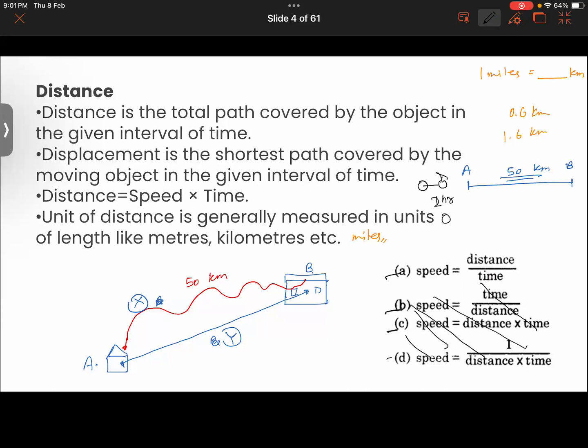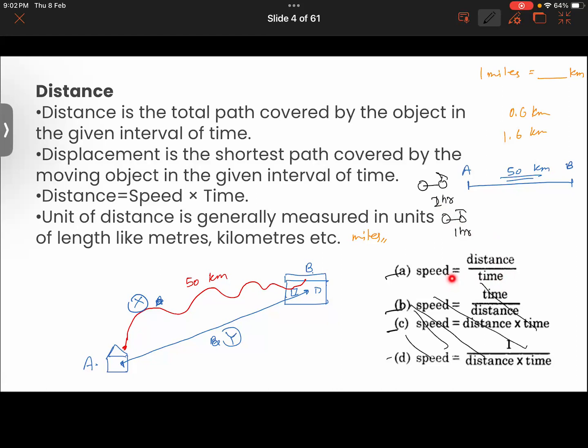Now let's suppose you upgrade to a motorbike. So now you are taking only 1 hour to cover the same distance. So now what happens? The time has been reduced. Earlier you were taking 2 hour, now you're taking 1 hour to cover the same distance of 50 kilometer. So will your speed increase or decrease here?